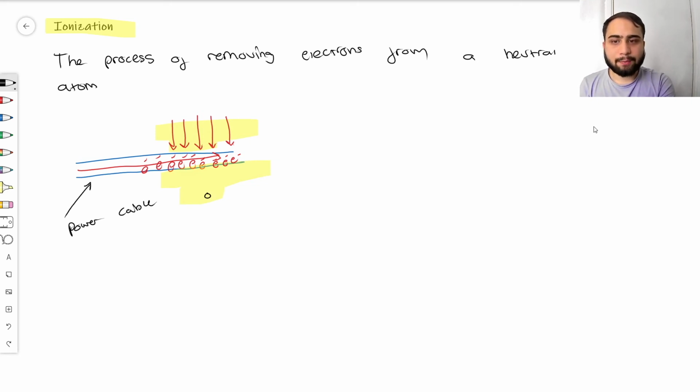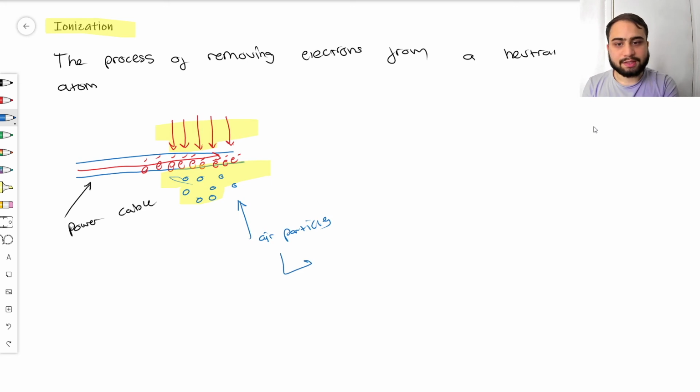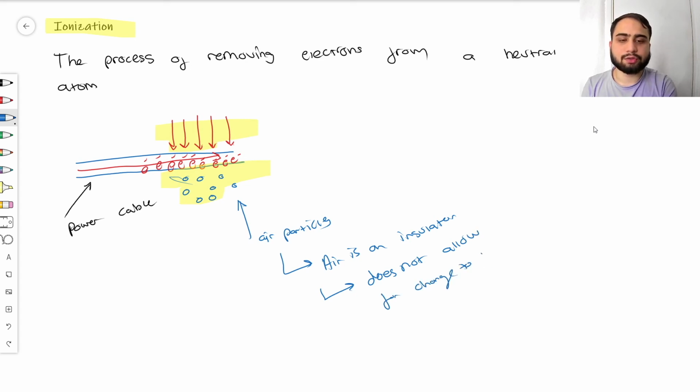My air particle, let's do it in blue. Say I have air particles all around the cable. Okay, air particles. Under normal circumstances, air is an insulator. Okay, so that means that it does not allow for charge to flow. But these extremely strong electric fields around the power cable can actually strip electrons away from the air particles, causing them to become positively charged.